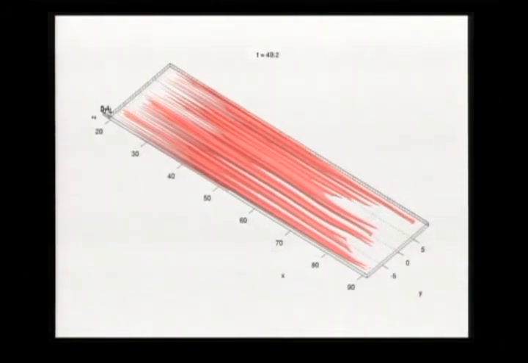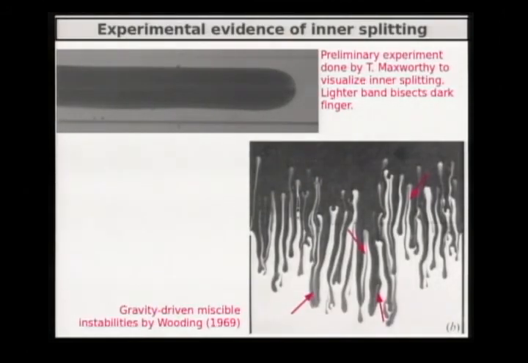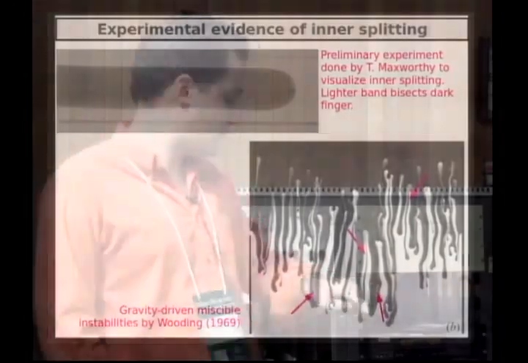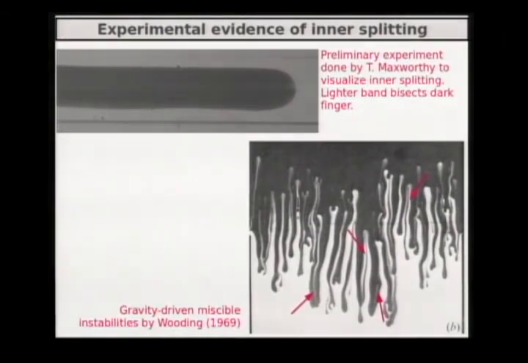We have found experimental evidence that this inner splitting appears in experiments. This is an experiment done by Tony Maxworthy trying to characterize the inner splitting. I don't know if you can see well, but there is a lighter band bisecting the finger, and this is a picture of the experiment done by Wooding in '69 under the influence of gravity. And here we see a lighter band bisecting dark fingers, and also a darker band bisecting the light fingers.